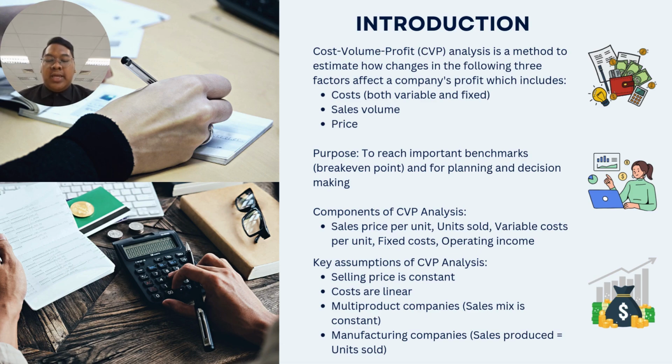And we will also look at the key assumptions of CVP analysis, which are: selling price is constant, costs are linear, and in multi-product companies, the sales mix is constant, while in manufacturing companies, inventories do not change, which means that units produced is equal to units sold.